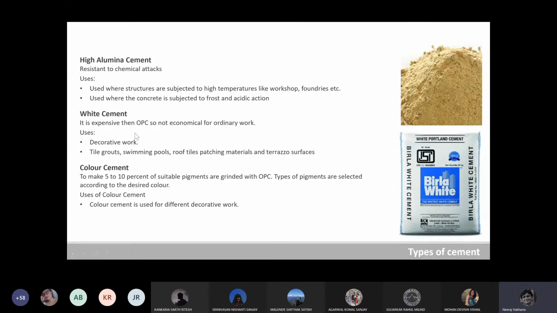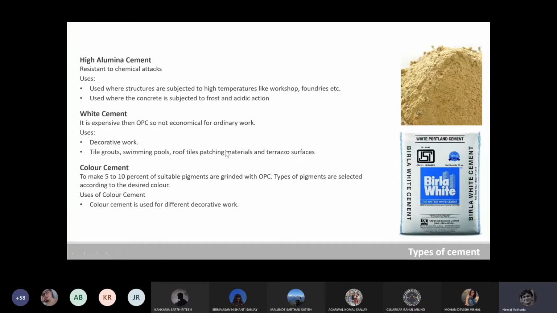White cement is quite similar to regular cement except for its color. The amounts of iron oxide and manganese oxide are low in white cement, which keeps the cement white. It's more expensive than regular cement, so not economical for ordinary works. Due to the reduction of these oxides, its strength is also not as good as regular cement. So it is generally used for decorative works or grouting, maybe in swimming pools, roof tiles, patching material and terrazzo surfaces.